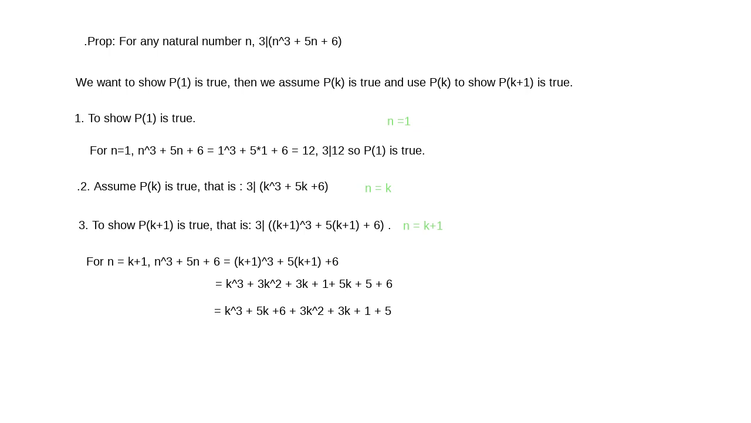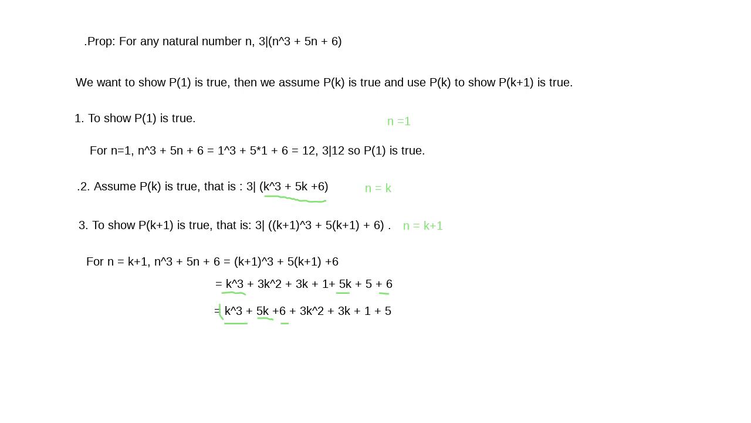I basically just reorganized. You see, I have k cubed here, 5k here, and 6 here. Why do I want to do that? Because k cubed plus 5k plus 6 is from the assumption, since 3 divides this term. So that's why I want to use step 2.